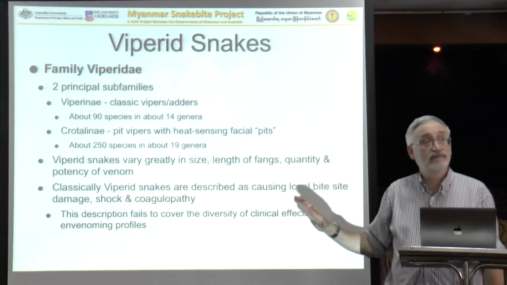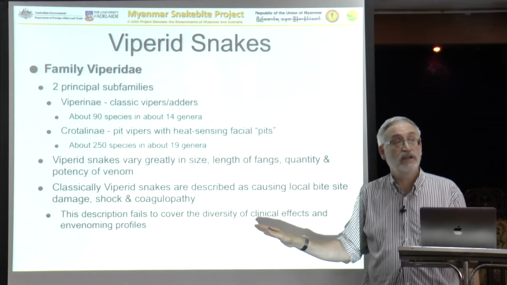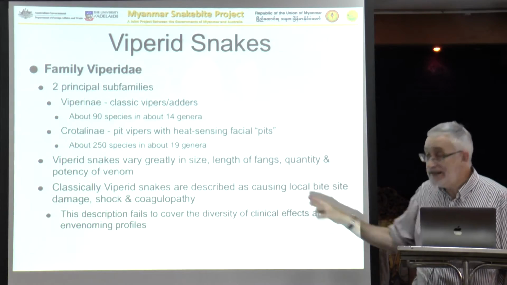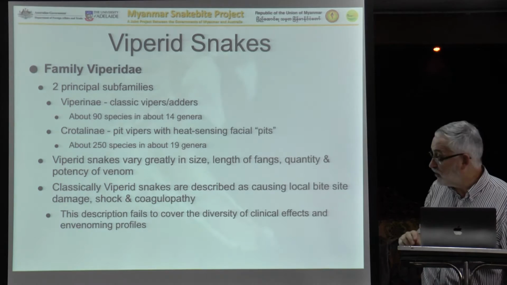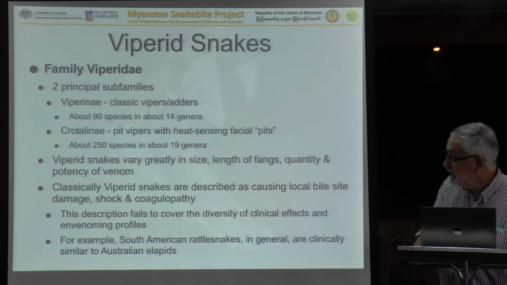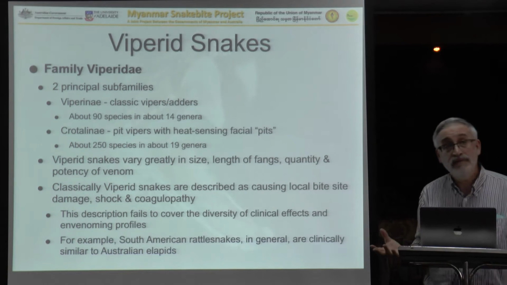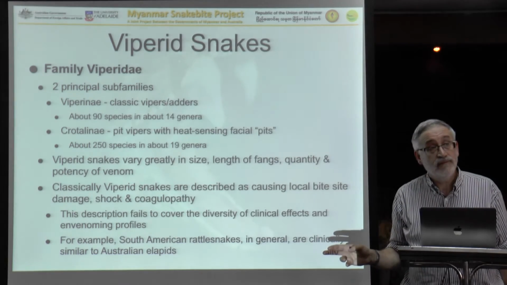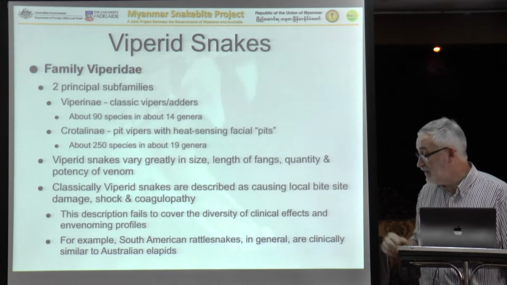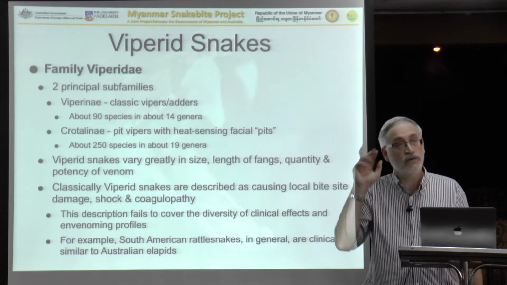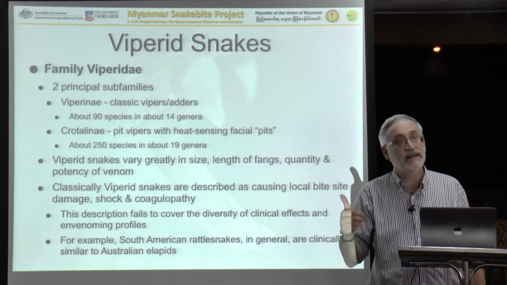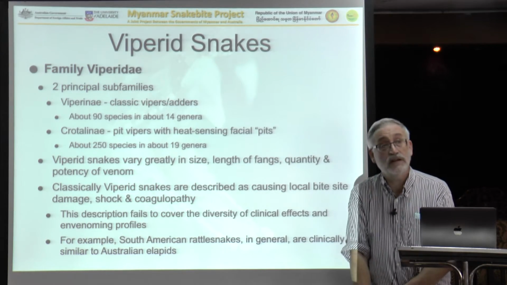In fact, this is not really quite true, because some vipers cause completely different problems to that. They can cause problems much more like a cobra. For example, in South America, rattlesnakes, which are a form of viper, a pit viper, cause problems similar to an Australian snake. They cause paralysis, muscle damage, and bleeding. They don't cause problems locally at all.